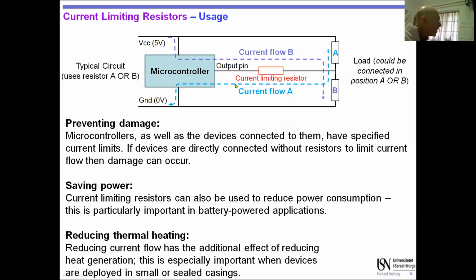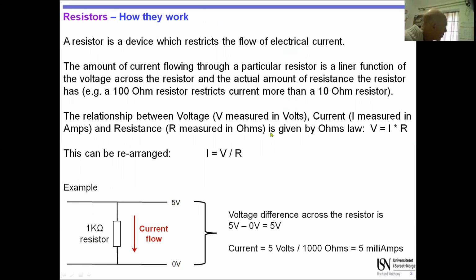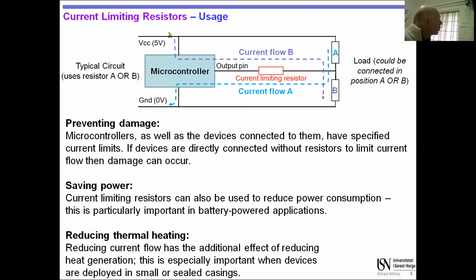Current limiting, so this is the current limiting resistor in use. Okay, so we saw this concept at the very beginning, working out the current flow with V equals IR, Ohm's law. And then in actual use, you can do it either way. So you could have your output pin, current limiting resistor, and then going through to ground, or going through to 5 volts. So you don't have both, you have one or the other, and for B, the current flow is here, and for A, the current flow is here.